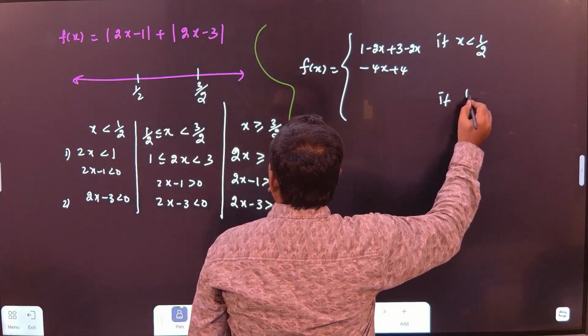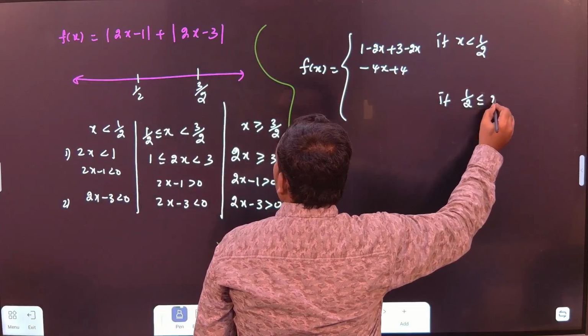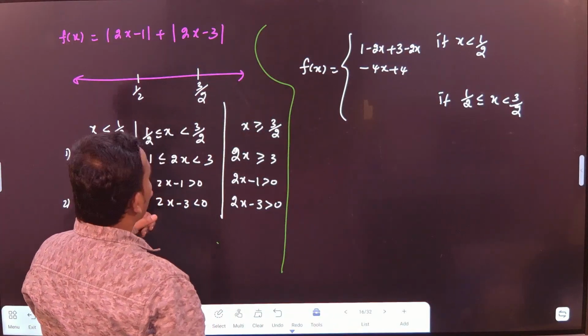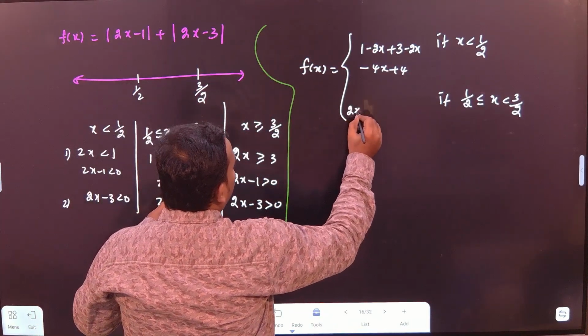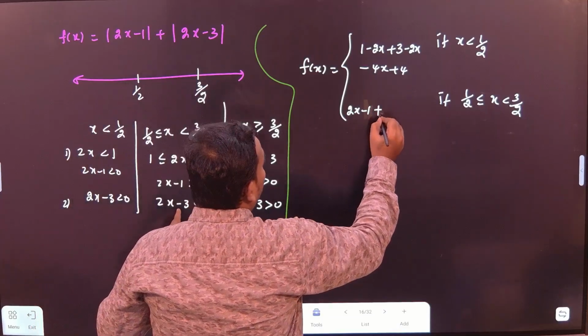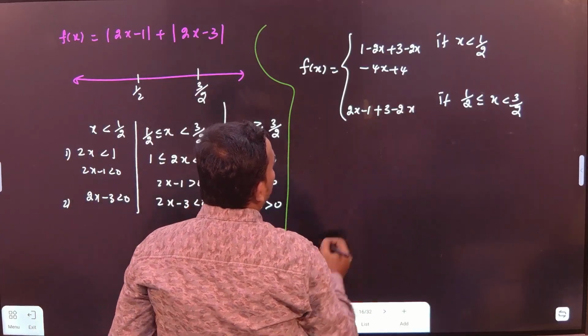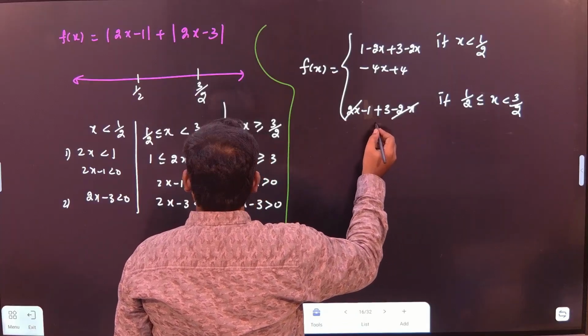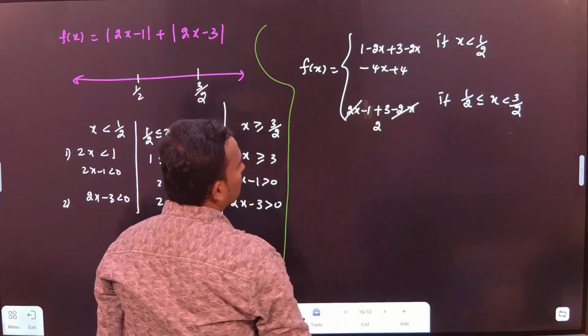Next, if x is from 1 by 2 to 3 by 2, in this interval, 2x minus 1 is positive, that means 2x minus 3 is negative, that means 3 minus 2x we can write. So 2x minus 2x cancel, 3 minus 1 will be 2.